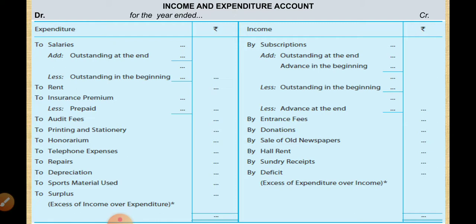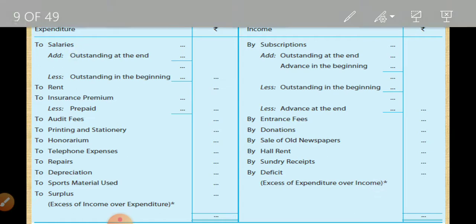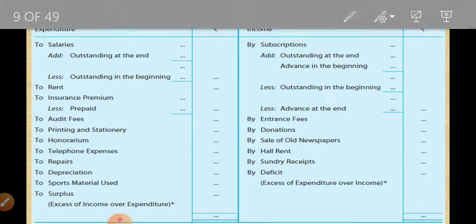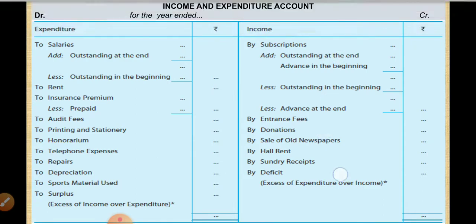it doesn't have any opening balance. You can see there is no balance carried down, brought down. There is no balance brought down, or there is no balance carried down. Profit and loss account also doesn't have an opening or closing balance. Whereas receipts and payment account has opening balance and closing balance. Okay. Now you can see on the debit side we have all the revenue expenses, and on the credit side we have all the revenue income. Okay.